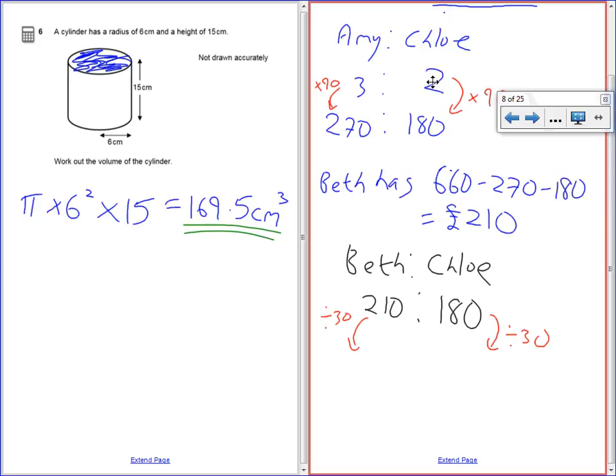And the simplified version of the ratio is 7 to 6. And that is our final answer.